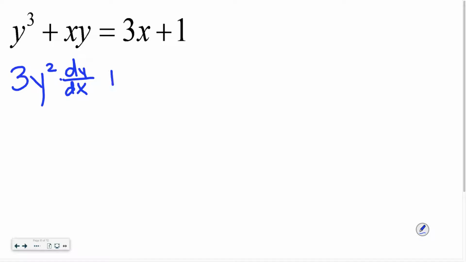Plus xy, what do we have going on? A product. We still need to be able to recognize that. So we have a product. The derivative of x is 1 times our second function, plus x times the derivative of our second. So what's the derivative of y? 1 dy/dx. Okay. Anytime we take a derivative of something that's not x, we have to do the chain rule. In this case, dy/dx. And then over here, what's the derivative of 3x plus 1?